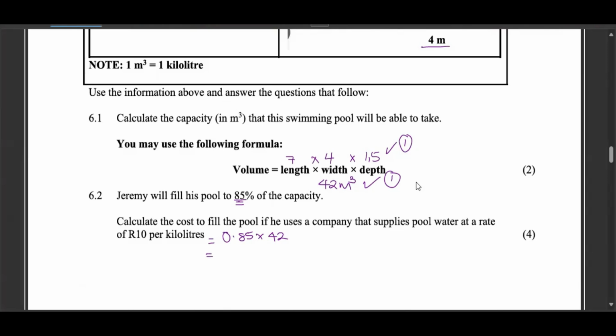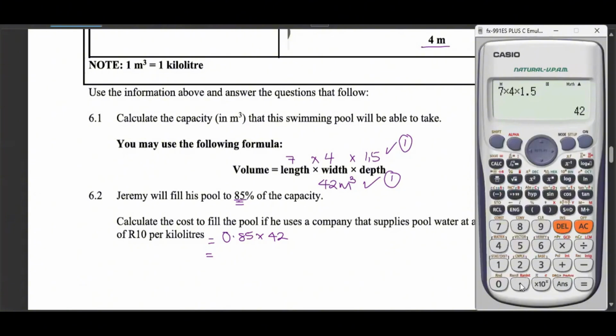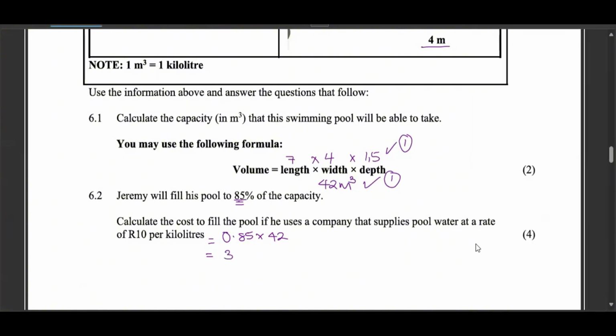Afterwards, here you are looking for how much water you need. So we shall say 85% times 42. You see that? So you end up having 35.7. These are meters cubed.